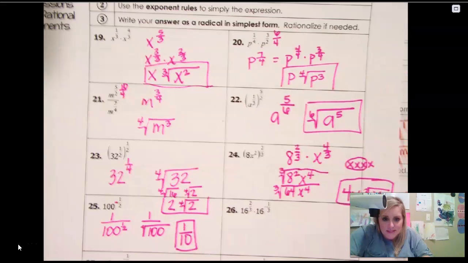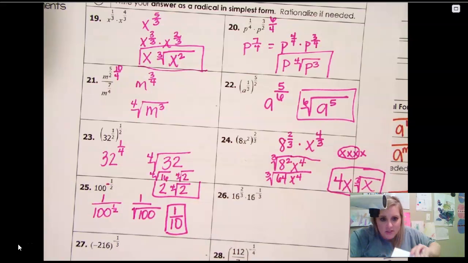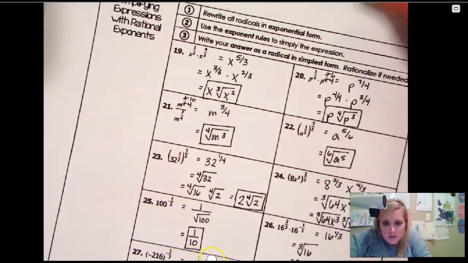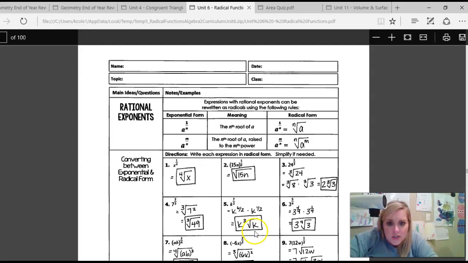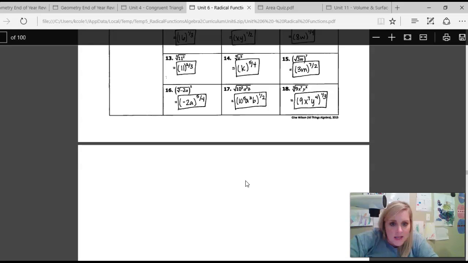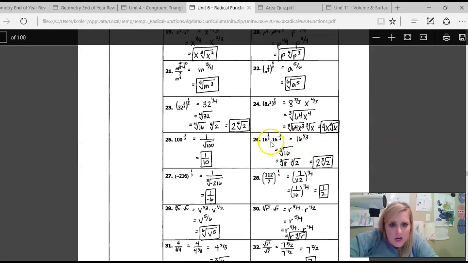On number 26 right here, we have like bases, so again, we are multiplying those. Y'all, I'm going to switch over to the key and just talk you through those, because these are just more practice problems, and I think I could probably do it quicker just showing you guys the key. Okay, what number were we on? All right, so here we are, 16.